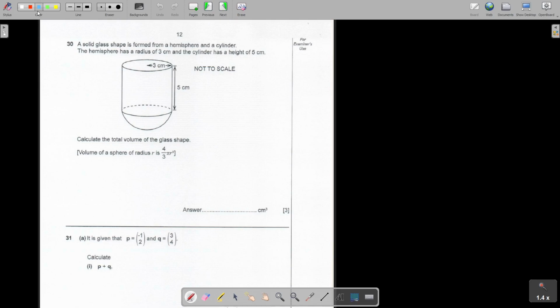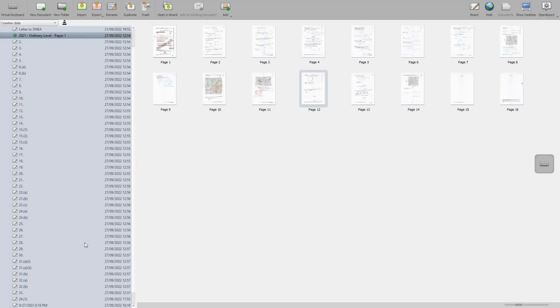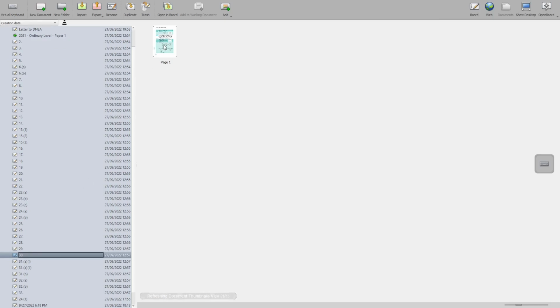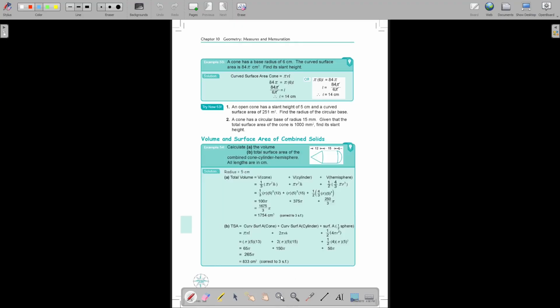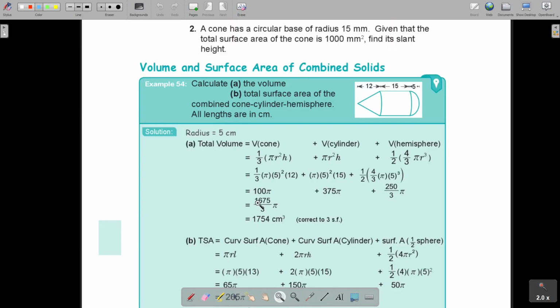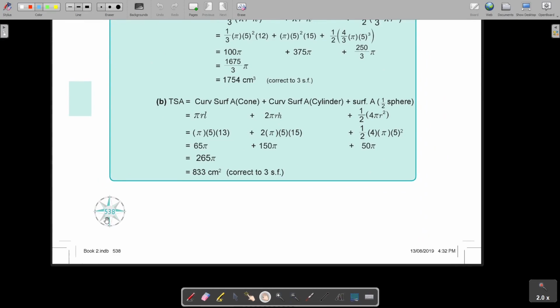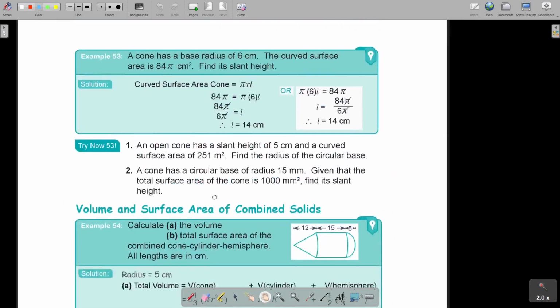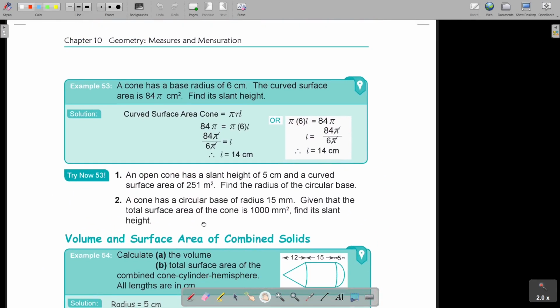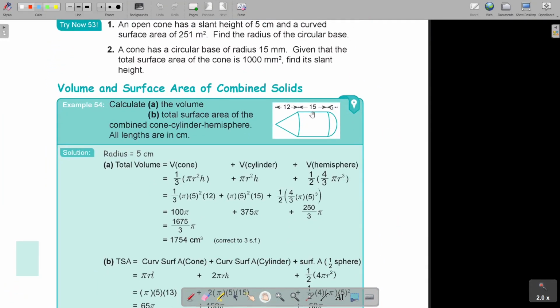Now, just remember, and I will take you again first to the textbook. So in the textbook, I will take you to page 538. This is chapter 10, geometry, measures and mensuration, and the volume. Now, the only difference, it's a hemisphere, a cylinder, but then it's also having this cone. But the principle stays the same.